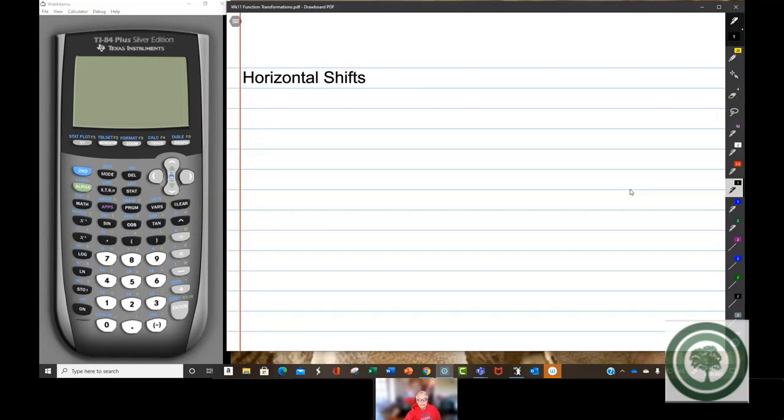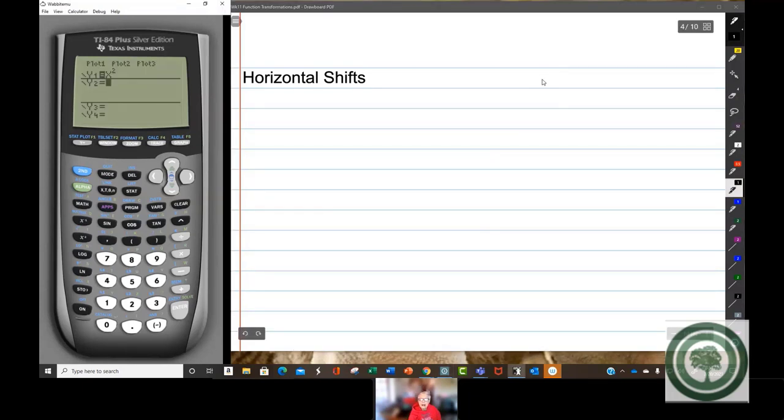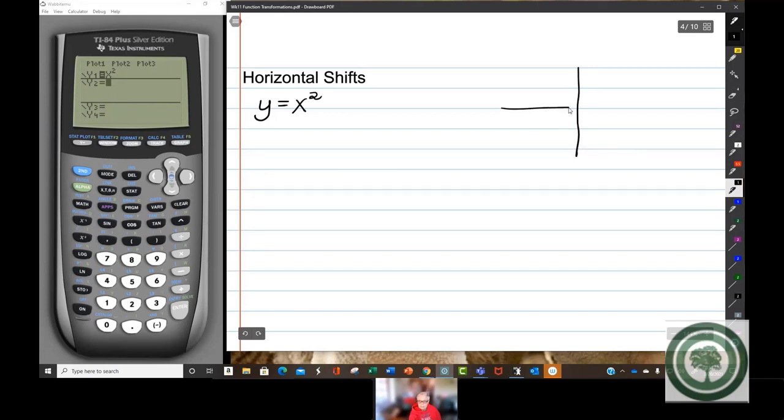Horizontal shifts. Let's take y equals x squared. And let's say that, God help us all, this is the basic graph. And suppose I say to myself, self, this is really boring. I want to move it to the side.